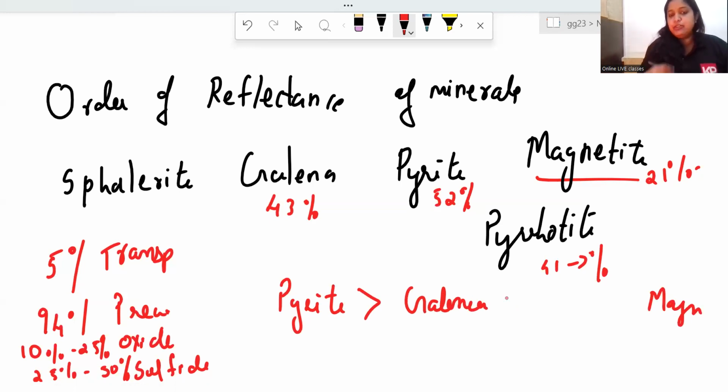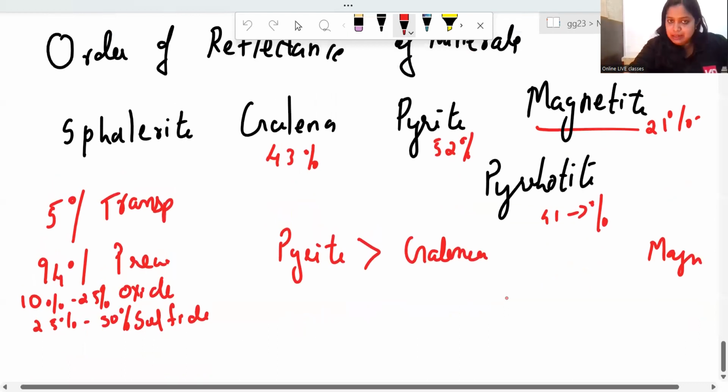I don't know the options, so depending upon the options, you can choose with respect to these three: pyrite, galena, and magnetite. Pyrite and galena should be the first two with the highest reflectance. First should be pyrite, then galena, and last should be magnetite. Depending on the options, we can choose the correct answer.